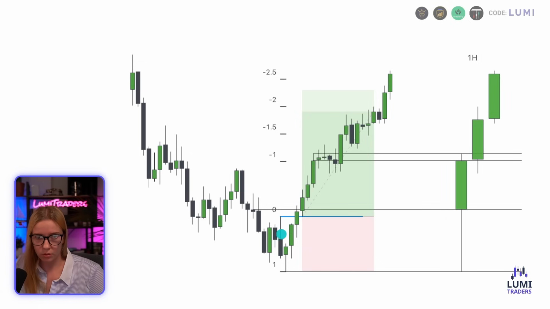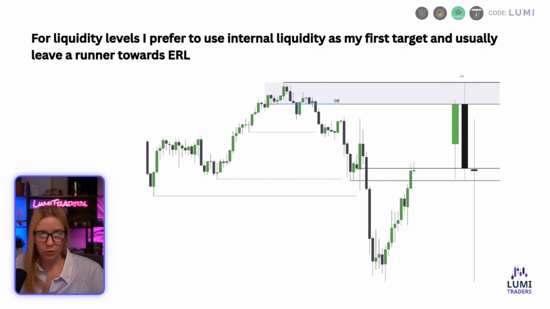I'm going to use only this one down close candle, order block. I'm going to place my entry right here, stop loss below this low. And I'm going to aim, for example, for internal liquidity level right here and right here. I'm going to just aim for the range between 2 and 2.5. For liquidity levels, I prefer to use internal liquidity as my first target.